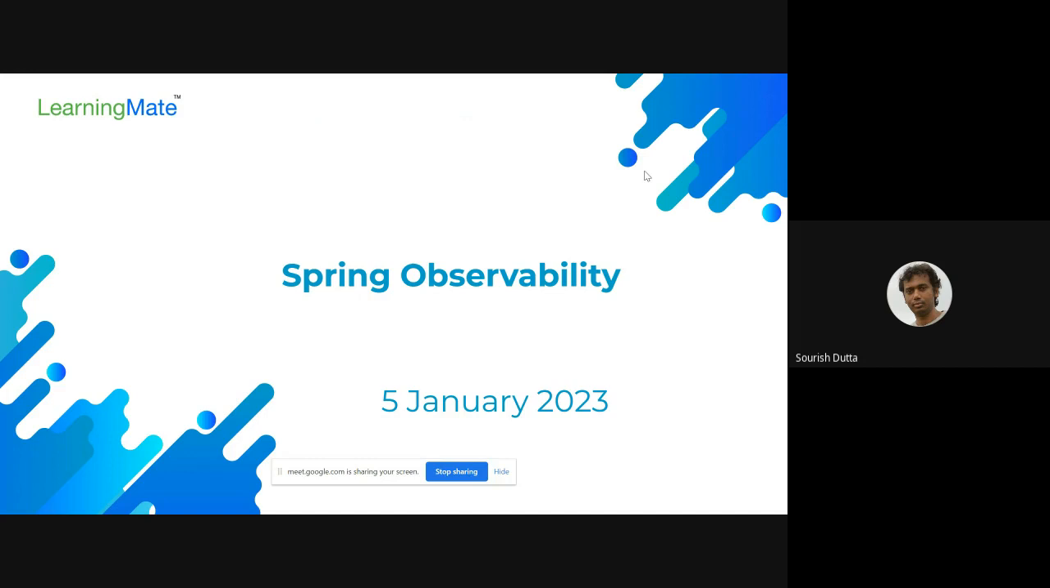So today's session is about observability. So how we can do the observation of how our microservices are working. That we're going to go through.